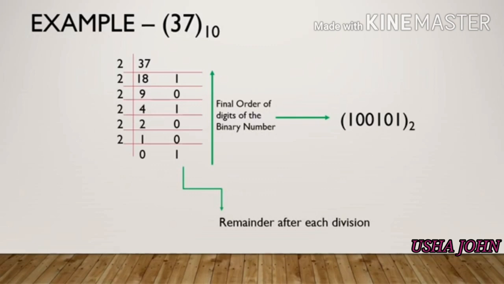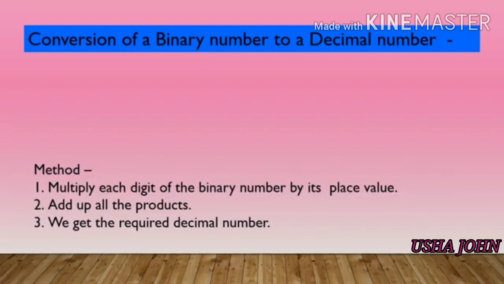The remainder after each division you want to write here. Then write the remainders in the final order. For 37 it is 100101 base 2. That is the binary number for decimal 37. Then conversion of a binary number to decimal number.